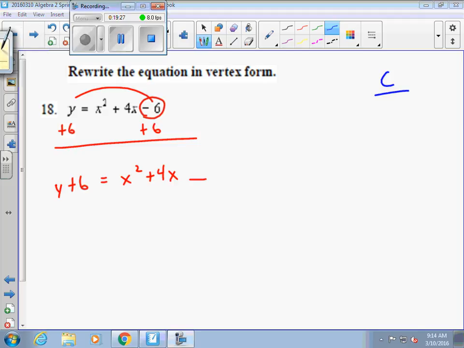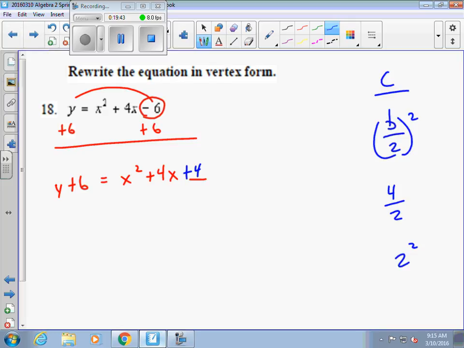Remember how to find c. Take b's value divided by 2 and square it. B's value right here is 4. 4 divided by 2 is 2, and 2 squared is 4. So our positive 4 is our new c value. Remember, when you have positive 4 on one side, you got to add it to the other side.